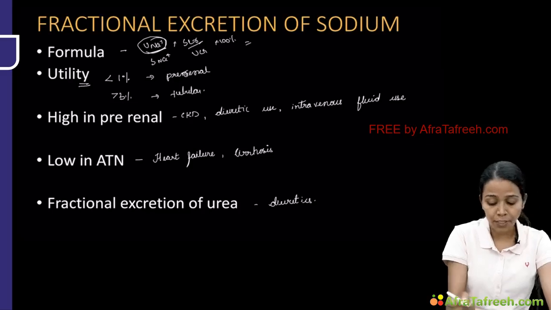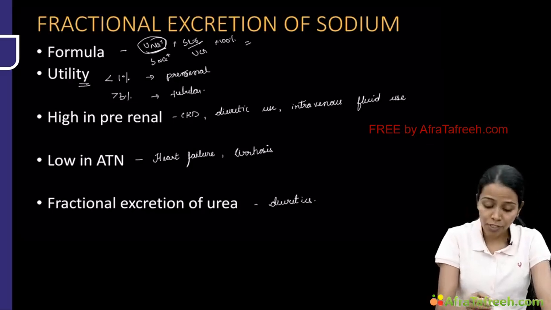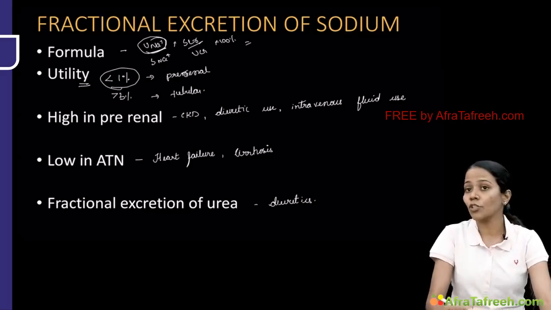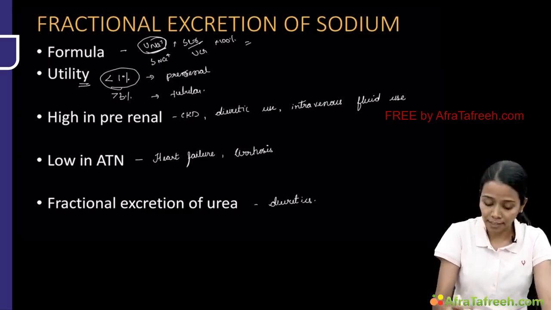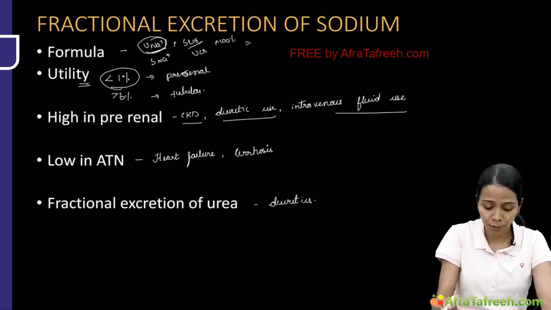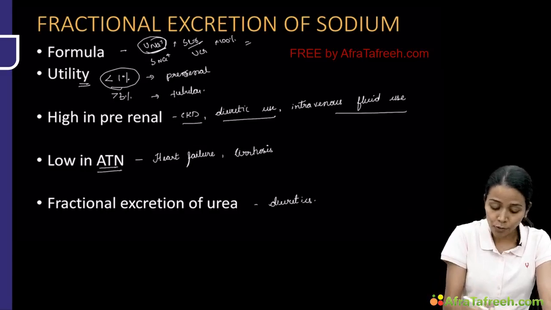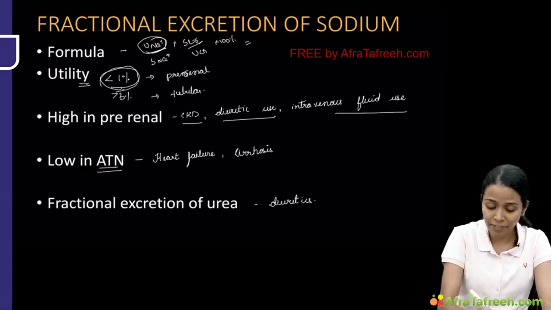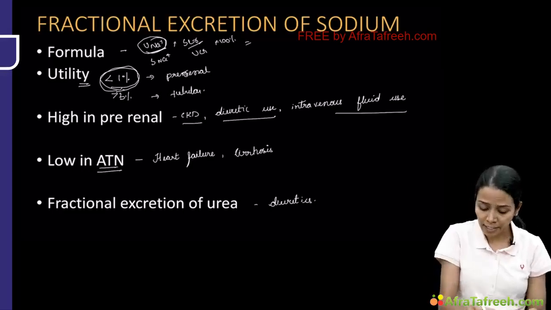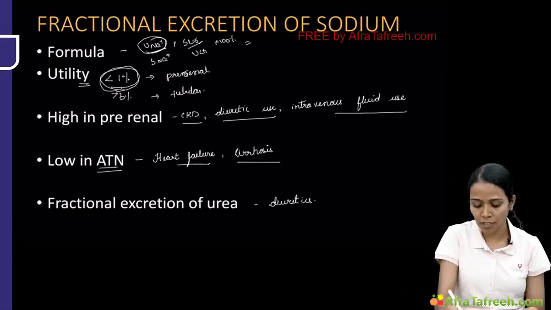But this is not absolute. In pre-renal AKI also, in some conditions you can see this being more than 1% when there is going to be sodium excretion in the kidneys. That is when there is CKD, when there is diuretic use, or when there is IV fluid use. Similarly, in ATN also, sometimes it can be less than 1% when there is heightened renin-angiotensin-aldosterone activation, like in heart failure and cirrhosis or sepsis.